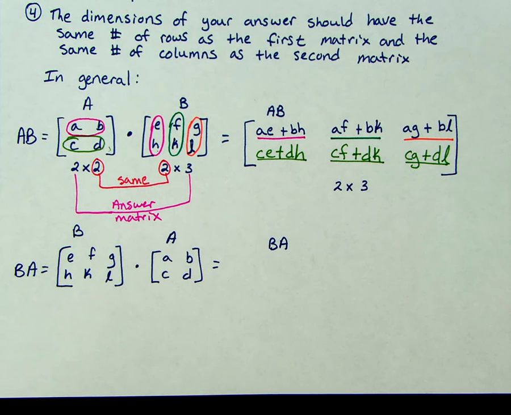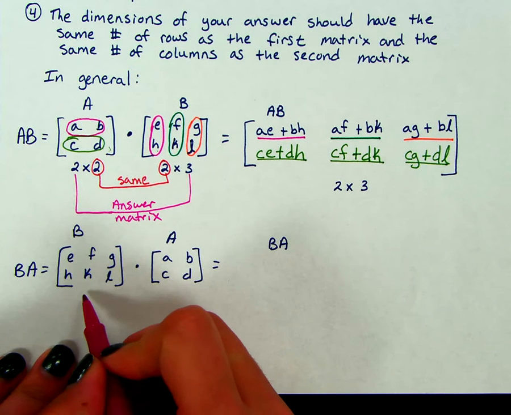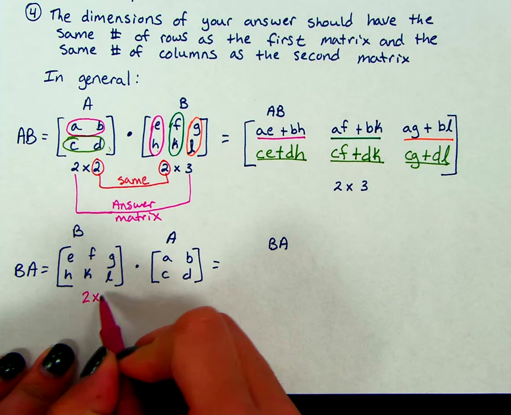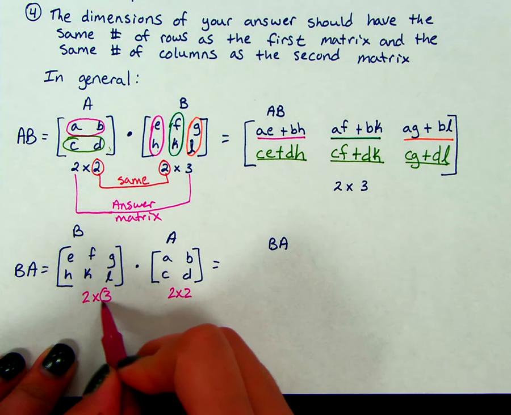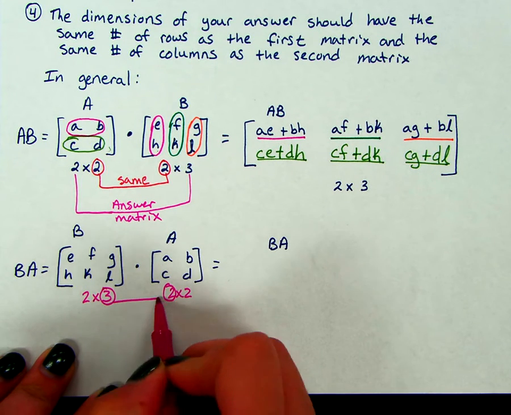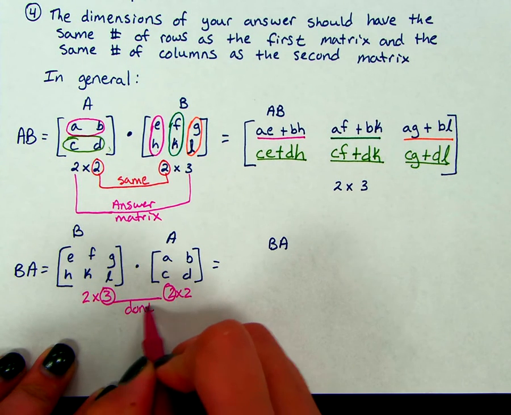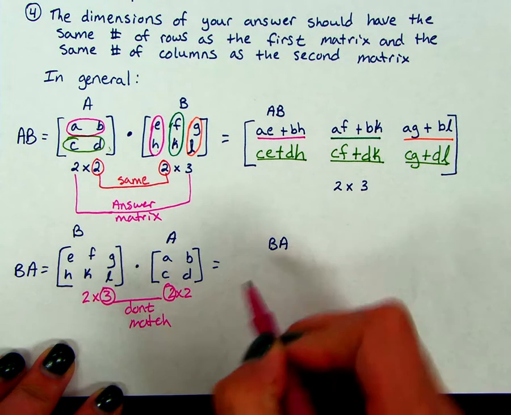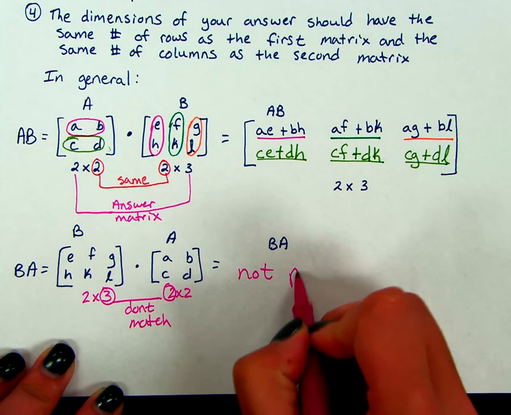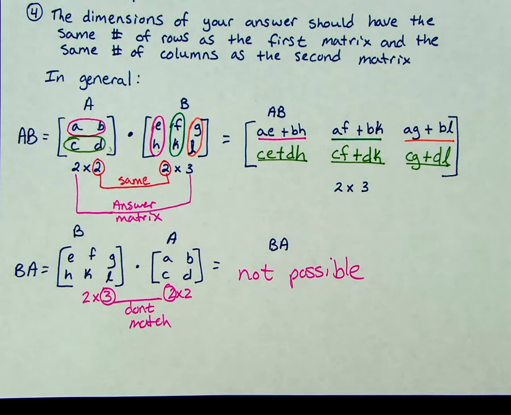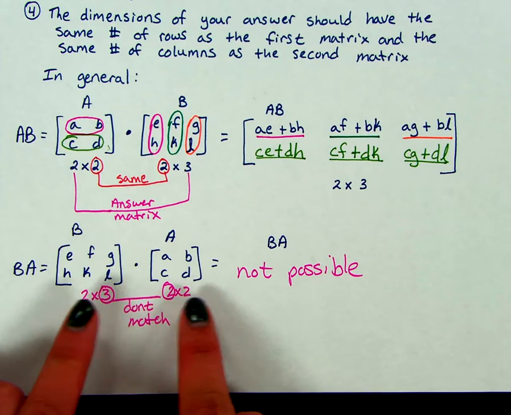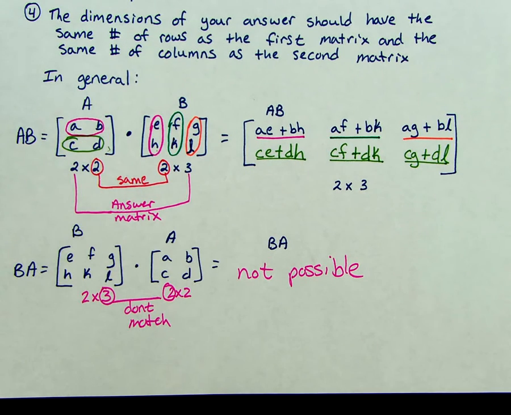Now if we look at our next general problem, again we're going to start by writing down the dimensions. We have 2 rows, 3 columns, and 2 rows, 2 columns. Again we want to look at these inside numbers here. These don't match, so that means that this one is not possible. Again, the inside numbers have to match, and then we use the outside numbers as our new dimensions.